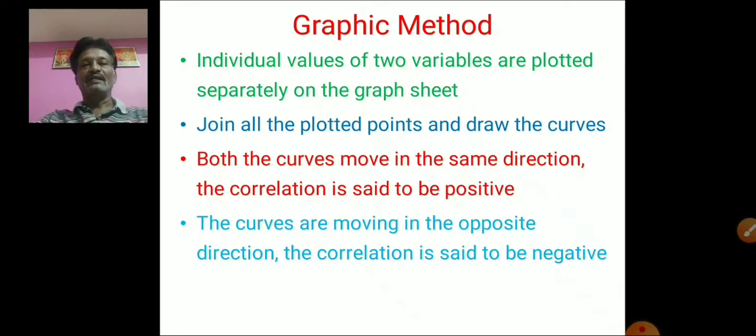And on the other hand, if one curve is in the upward direction and the other curve is in the downward direction, it means there is an opposite relationship, or a negative relationship, between the given variables. So if both the variables move in the same direction, the correlation is said to be positive, and if the curves move in the opposite direction, the correlation is said to be negative. So this is about the graphic method of studying correlation.